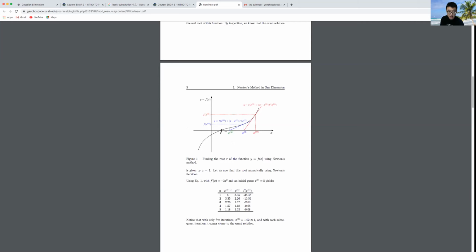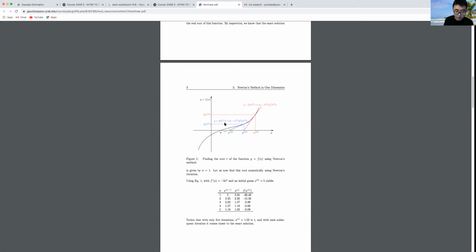As you can see, this is our target. Our target is R here. And this is our initial guess. So after the first step, we actually get closer to our target, right? And that's basically the idea of Newton's method. And we can do this again and again. So let's do one more time.